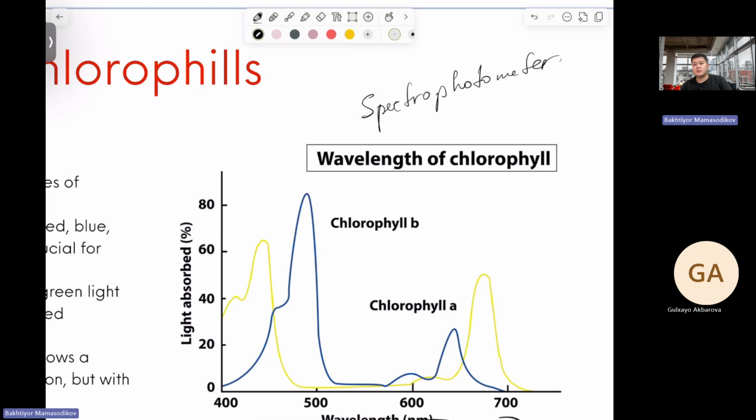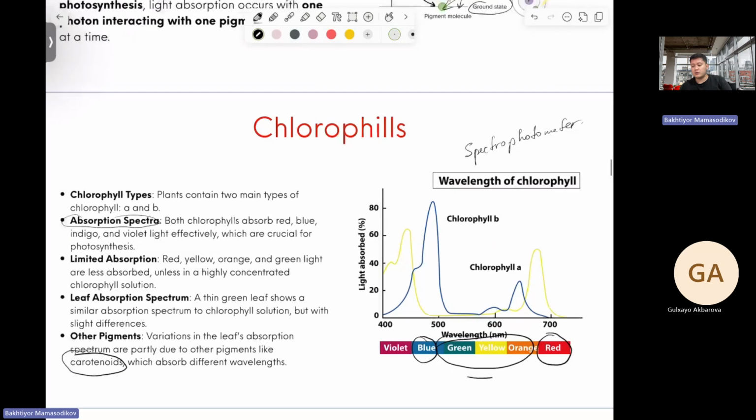And studies using mutant plants lacking chlorophyll B show stunted growth due to reduced light capture. If they have a mutation in chlorophyll B or chlorophyll A, this means they're going to die. And the carotenoids protect the leaves from photooxidative damage, just like antioxidants protect human cells. So carotenoids are also there.